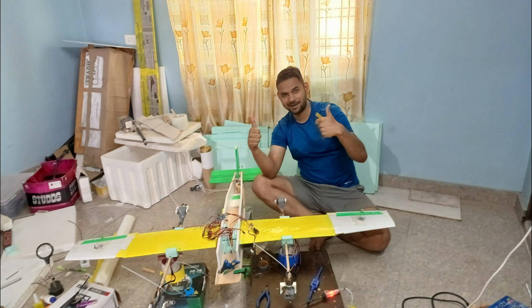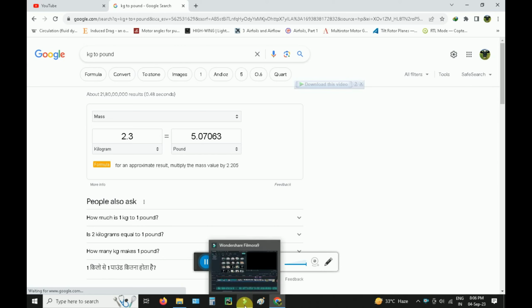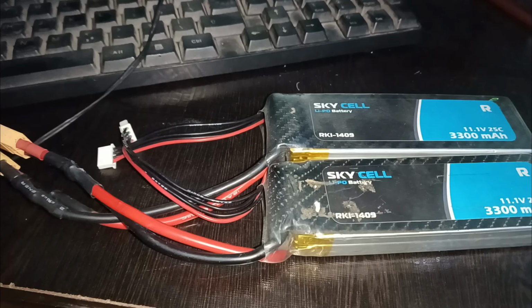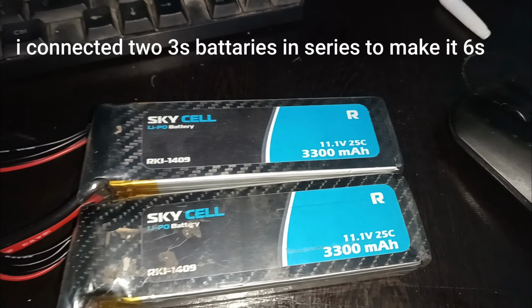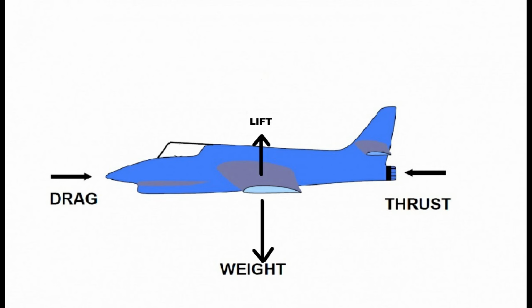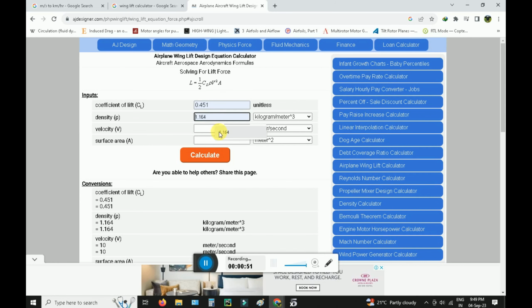Okay, when 80% of the work was done on building the VTOL, I measured the plane's weight, and it was 2.3 kg, which was supposed to be 1.5 kg, but it was much higher. The 2.3 kg weight was with a 6S 3300 milliamp Lipo battery, and it is not bad for this sized VTOL. But as per data shown in XFLR software, the airfoil I chose for my plane's wing was not able to produce enough lift for a 2.3 kg plane in forward flight at lower speeds.